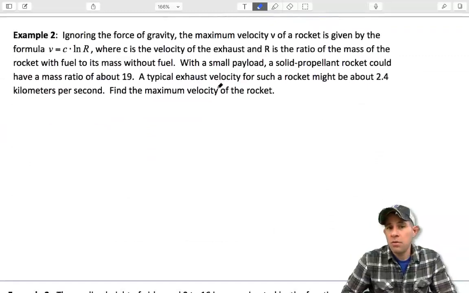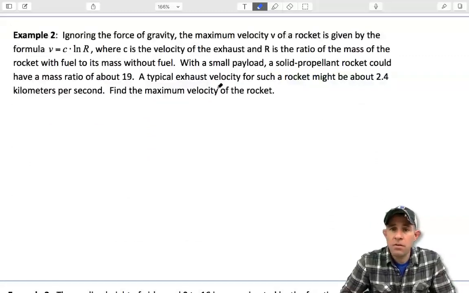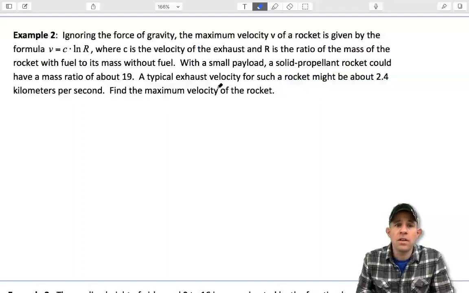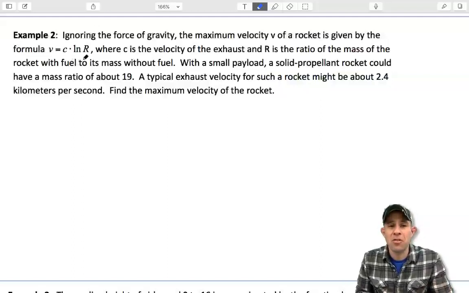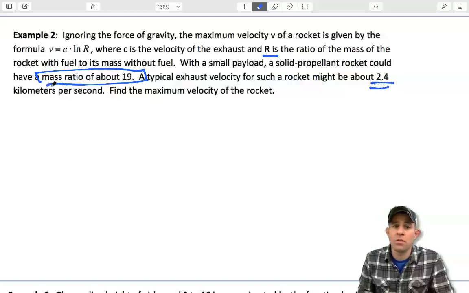All right, let's keep moving down with our examples now and take a look at a few word problems. It says, ignoring the force of gravity, the maximum velocity v of a rocket is given by the formula v equals c times the natural log of r, where c is the velocity of the exhaust and r is the ratio of the mass of the rocket fuel to its mass without fuel. With a small payload, a solid propellant rocket could have a mass ratio of 19. A typical exhaust velocity of this rocket might be about 2.4 kilometers per second. Find the maximum velocity of the rocket.